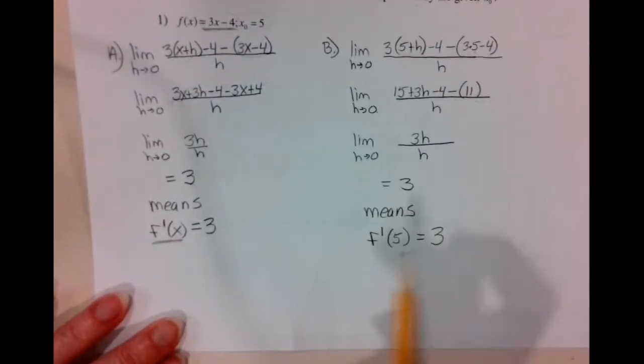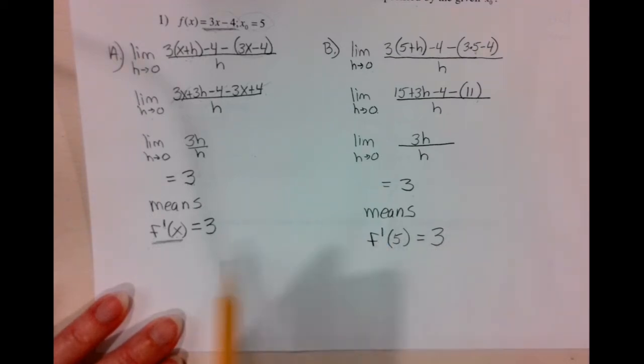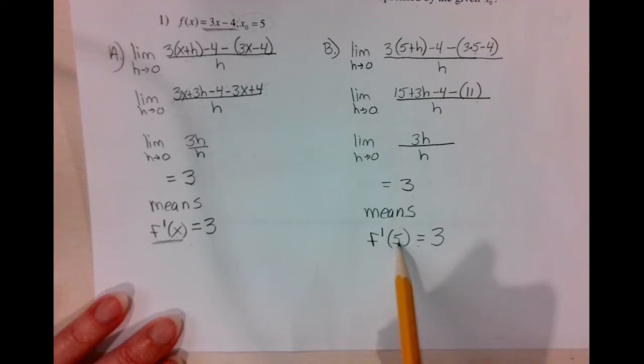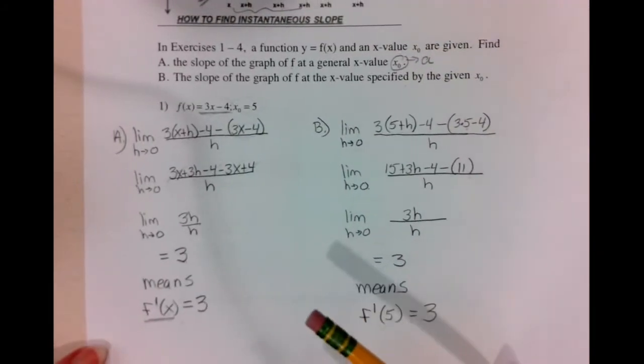What does that mean? It means specifically at the value of 5, I have a slope of 3. So I'm going to say f prime of 5 equals 3. Because this is a line, these are matching. Because everywhere on a line you would have a slope of 3. So if I'm asking about 5, I would have a slope of 3 still. And yes, you have to do out the limit definitions.